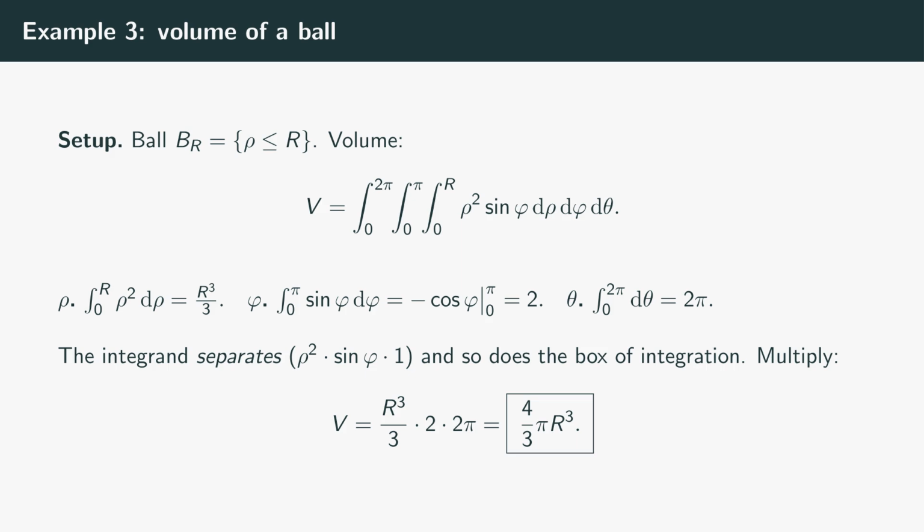First piece, the integral from 0 to r of rho squared d rho equals r cubed over 3. Second piece, the integral from 0 to pi of sine phi, d phi, equals negative cosine phi evaluated from 0 to pi, which is negative 1 minus negative 1 equals 2. Third piece, the integral from 0 to 2 pi of d theta equals 2 pi. Multiply r cubed over 3 times 2 times 2 pi equals 4/3 pi r cubed. There it is. The formula every schoolchild memorizes, dropped out of the integral. The same trick generalizes. The volume of an n-ball always comes out of a clean integral in spherical style coordinates.